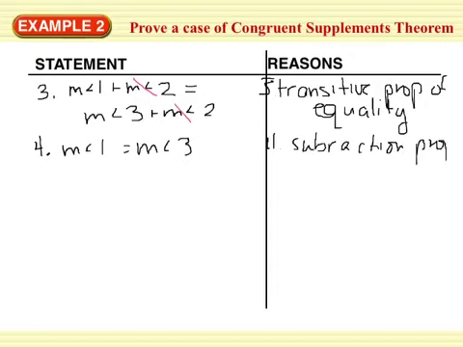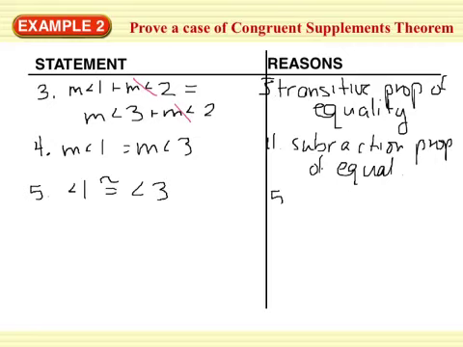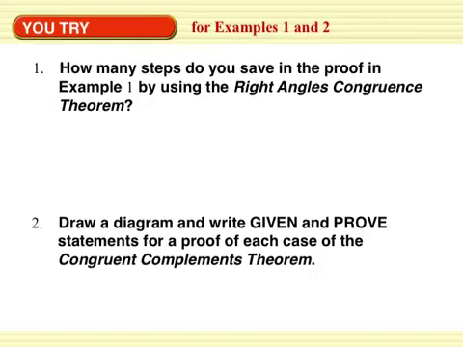Subtraction property of equality. And now you can say that angle 1 is congruent to angle 3. Definition of congruent angles. And we're done. Good job.